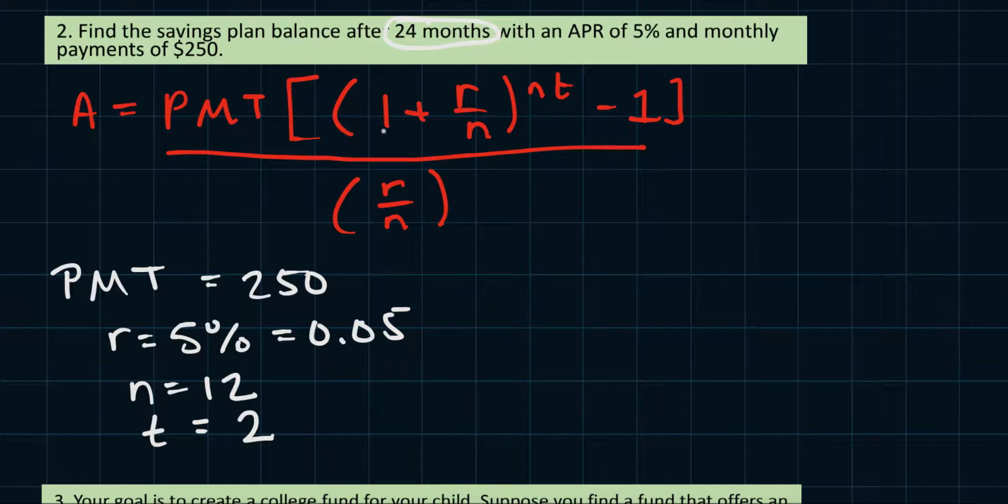Do we have all the pieces we need? Let's see. Payment is $250. R is 0.05. We said N is 12. And time is 2.